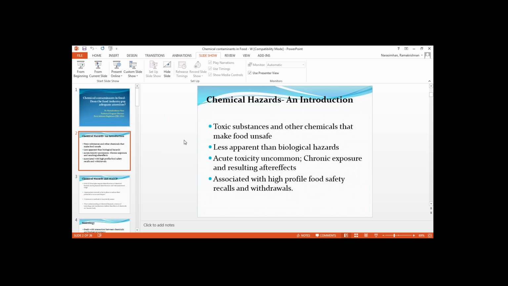biological hazards. Acute toxicity caused by foodborne chemical contaminants is very rare these days, but still it does occur once in a while. The concern is exposure to low levels of toxic chemicals in the diet over long periods. So that's the main concern, that is, low levels of toxic chemicals in food is indeed a concern.